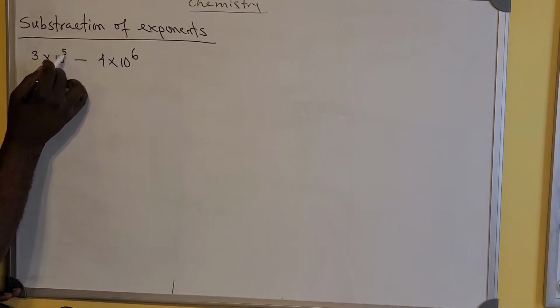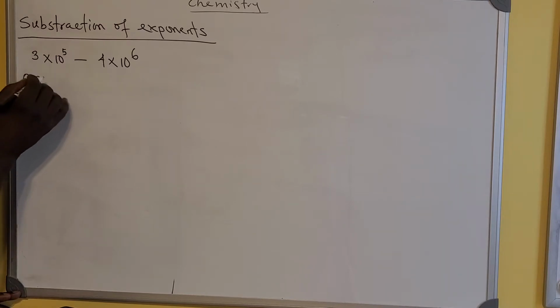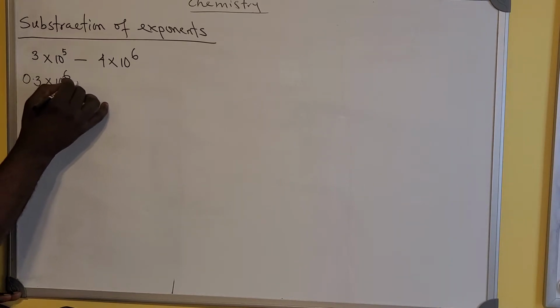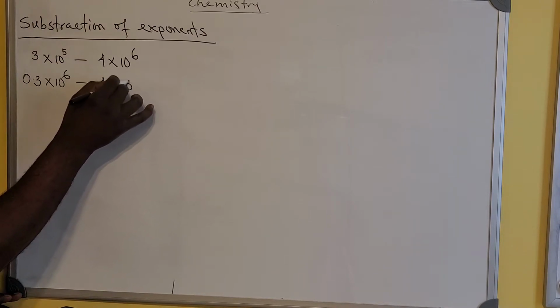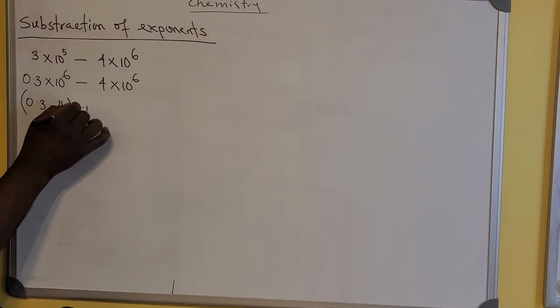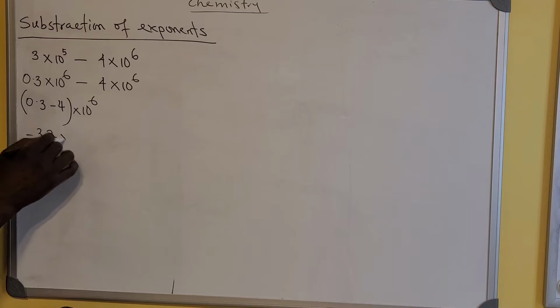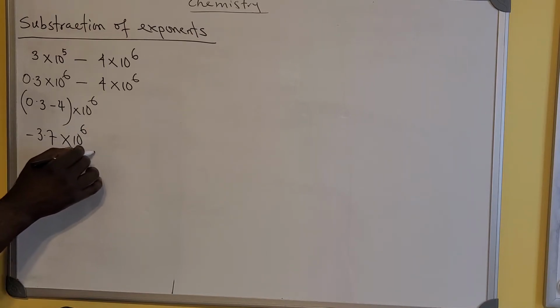If I convert this to 10 raised to the power 6, so how do I do that? By taking a 10 from here, so that gives me 0.3 times 10 raised to the power 6 minus 4 times 10 raised to the power 6. So when I do that, all I have to do now is minus this: 0.3 minus 4, bracket, and just pick one, times 10 raised to the power 6. So when I do that, 0.3 minus 4, it's going to give me negative 3.7. So that is negative 3.7 times 10 raised to the power 6. So that is how you solve that.